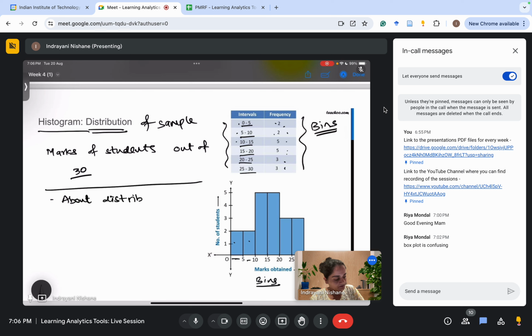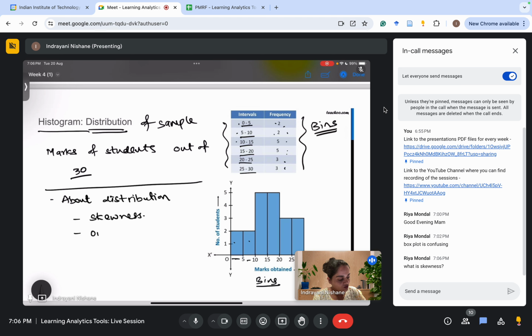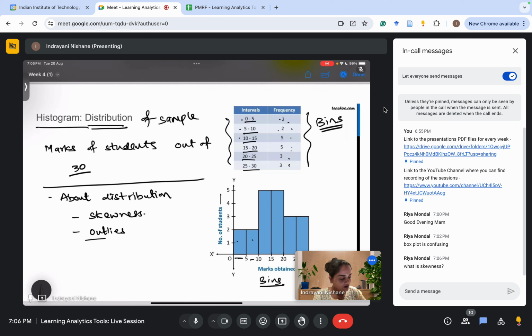such as skewness, whether it is left skewed or right skewed, on which end the majority of students are lying in this range. So that is skewness. Apart from that, it can also, not very clearly, show outliers sometimes, not always, only when there are one or two, and in the rest of the bins it is a high number.